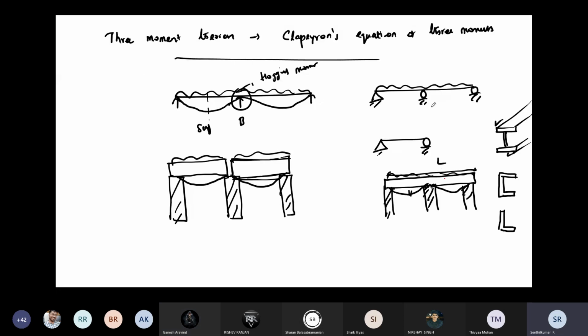What about this condition? A, B, C. Will moment be there at B or not? Yes, I'm asking you. Will moment be there or not? What is the moment value there? Moment will be there or not first? At support B.